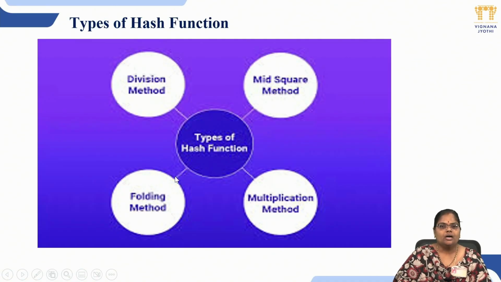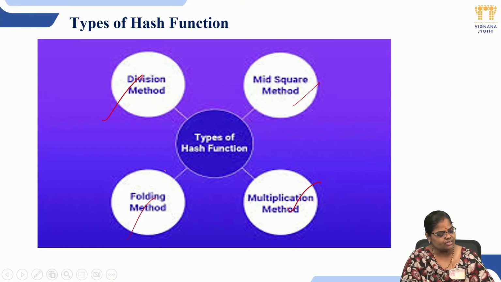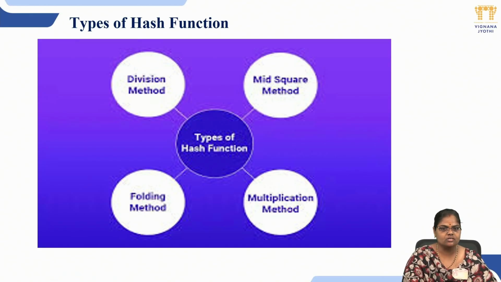Proceeding further, what are the different types of hash functions? Different types of hash functions are the division method, the multiplication method, the mid-square method, and the folding method. These are the different types of hash functions which we use popularly in data structures.